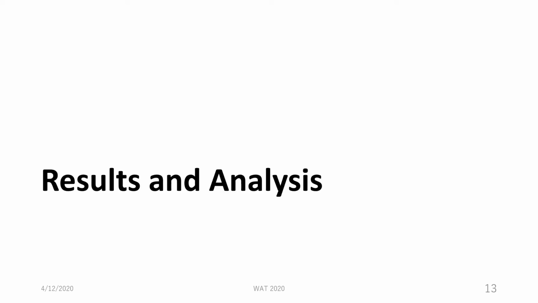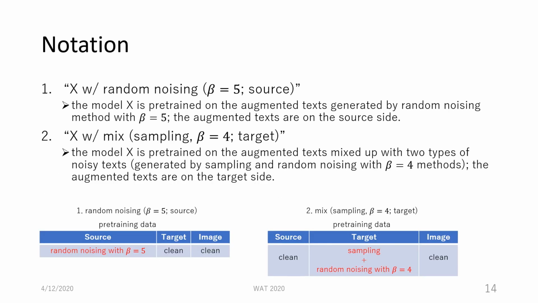Next, we show our results and conduct analysis. At first, we describe the model's notation. Here are a few examples. First one, the model acts as pre-trained on the augmented text generated by the randomizing method with beta 5, and the augmented text are on the source side. Second one, the model acts as pre-trained on the augmented text mixed up with two types of noisy text. Here, those are generated by sampling and randomizing with beta 4, and the augmented text are on the target side.